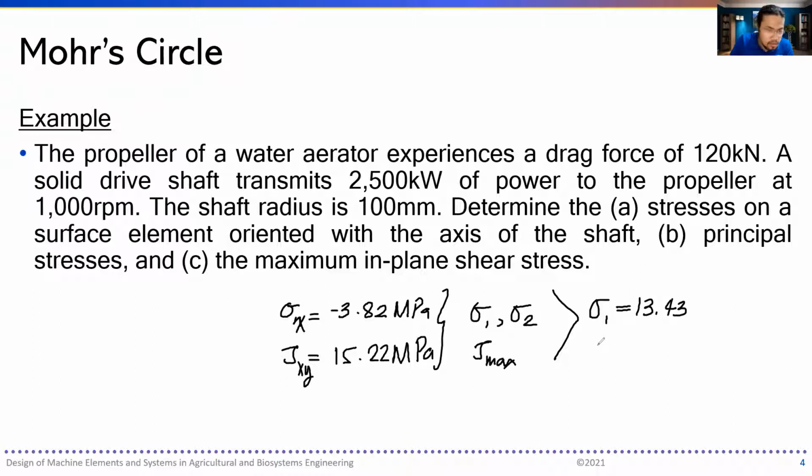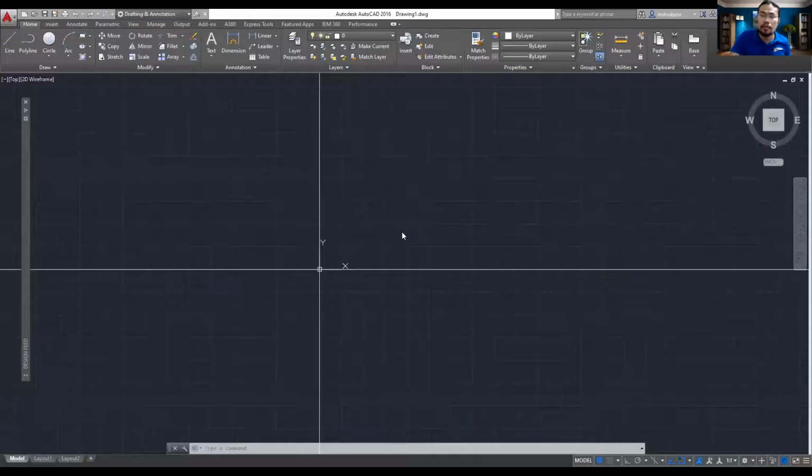Okay, and our sigma 2 is 17.25, and our shear max is 15.34. Let's move over to our drawing software so that you can plot this Mohr circle.